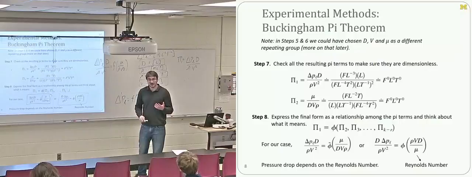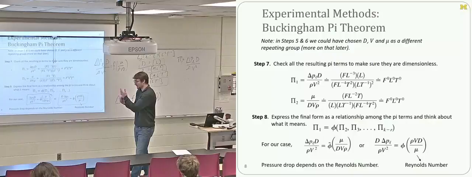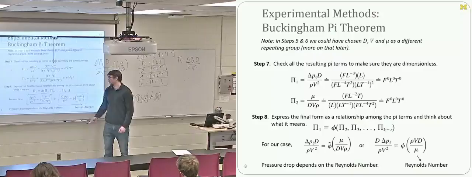You can bring along any pipe with a known diameter, say the fluid's going to flow through it this fast with a viscosity and density of these values. You calculate the Reynolds number, you look up on your chart what the drag coefficient or the pressure drop coefficient is going to be, and you plug in your known values here, and you get the new pressure drop.